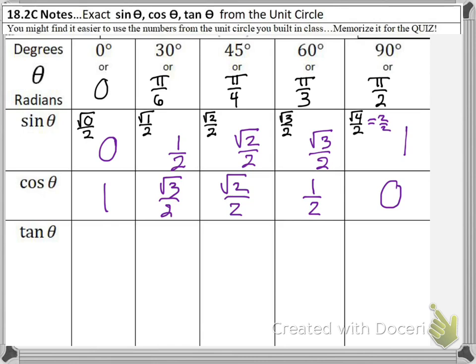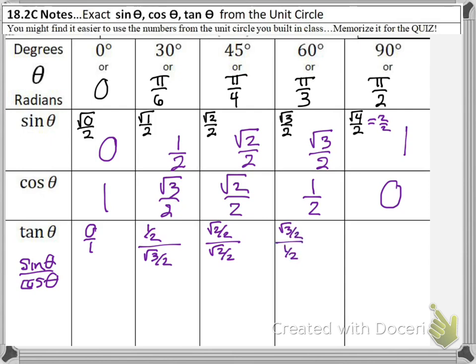Tangent is the sine of theta divided by the cosine of theta. So, for this one, I'm going to do 0 over 1. I'm going to do 1/2 divided by root 3 over 2. I'm going to do root 2 over 2 divided by root 2 over 2. I'm going to do root 3 over 2 divided by 1/2. And then I'm going to do 1 over 0.